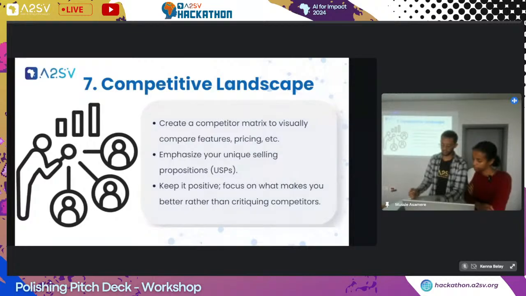And in the matrix which we use to compare ourselves, we usually should use our unique selling points or unique value propositions. And these unique value propositions usually are drawn from our solution statement from earlier, and we use these to compare ourselves with the existing competitors. In this competitive analysis, the main thing we should keep in mind is to keep it positive and focus on what we're actually providing and what makes us better, rather than making it about our competitors and criticizing them. So we should talk about what sets us apart in the market.